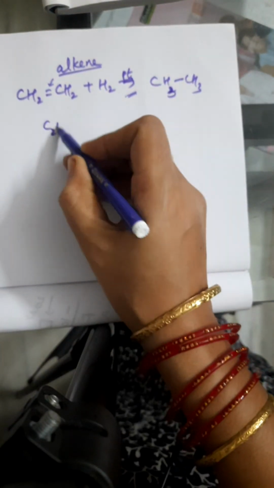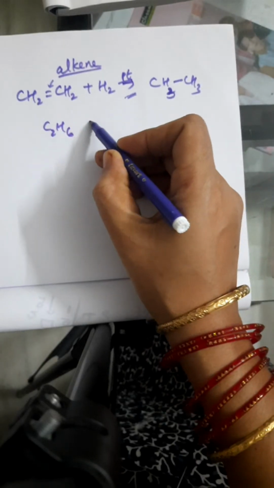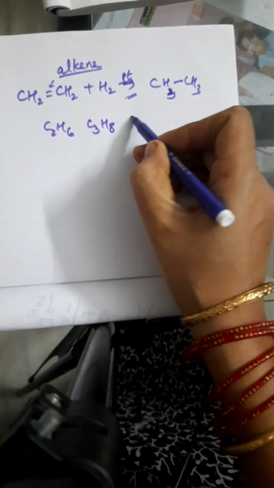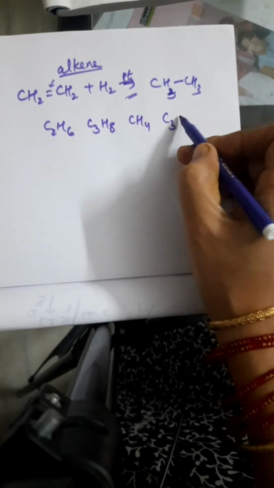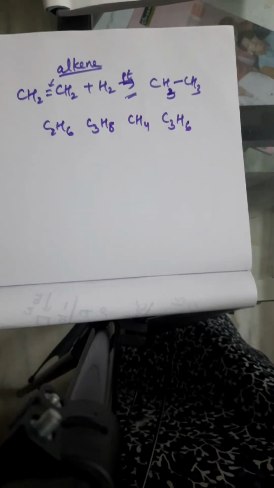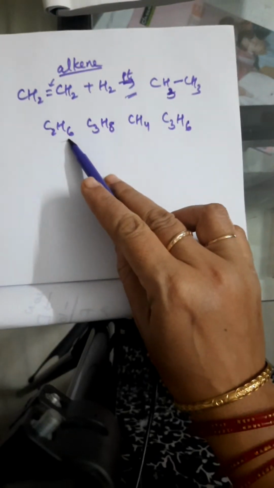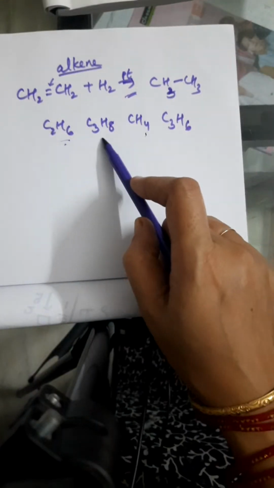Next, fifth question. So I'm writing the options. You need to answer which will undergo hydrogenation. Among all of these, which will undergo hydrogenation? A, B, C, D. You can write the option. C2H6. So it is a single bond compound, an alkane. CH4 is also an alkane. Out of these two, what do you feel the answer could be?